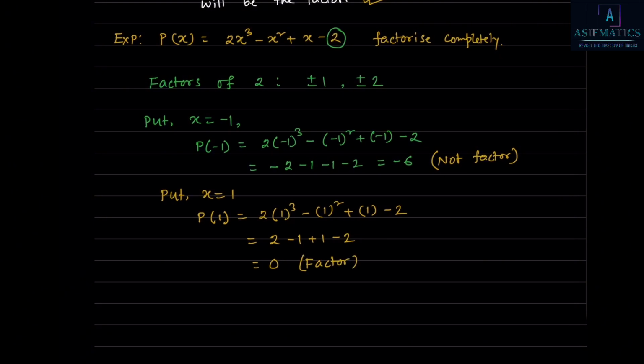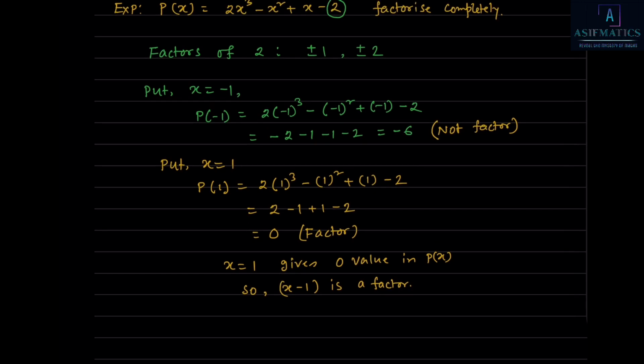So what can we write? x equals to 1 gives you a 0 value in p of x, so x minus 1 is a factor. Understood? So we got our first factor.